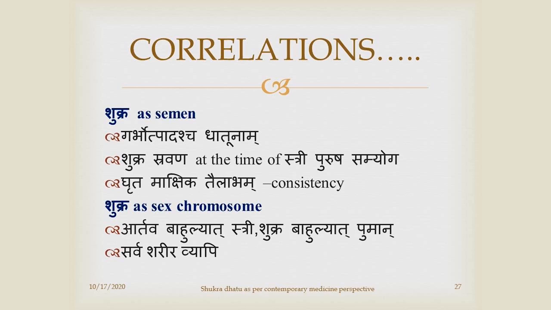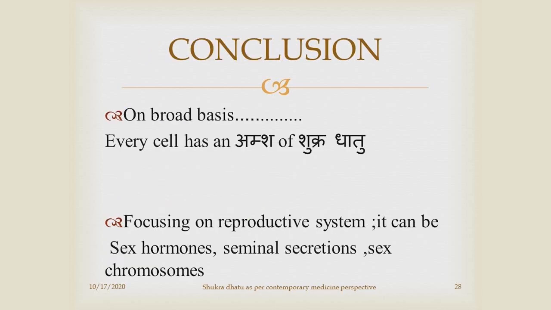So in conclusion, on a broad basis, every cell has an amsha of Shukradhatu. Why? Because in every cell, mitosis, meiosis, etc., reduction division or duplication division, is happening. That is why every cell has an amsha of Shukradhatu, or Shukra is Sarva Sharira Vyapi. And if you are focusing on the reproductive system, it can be correlated to sex hormone, sex chromosome, as well as seminal secretions which contain sperm.